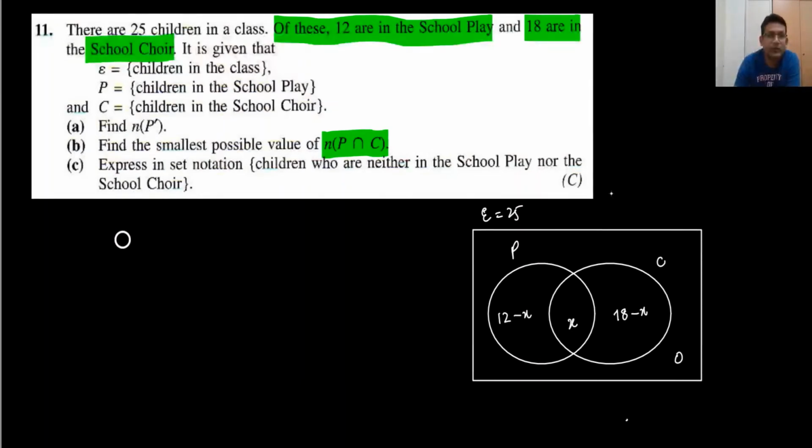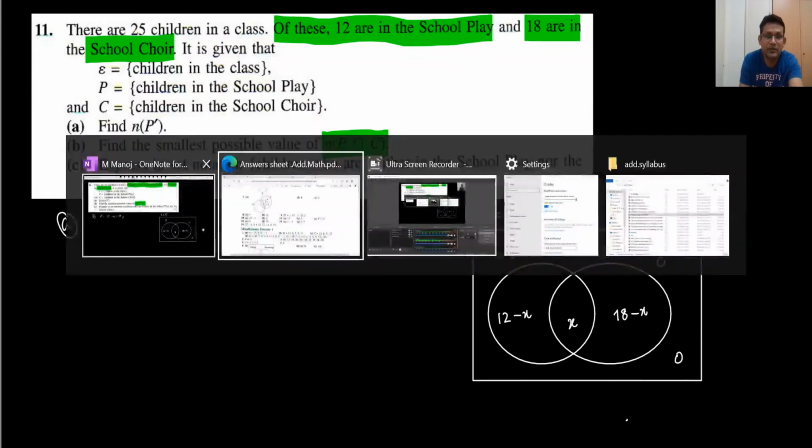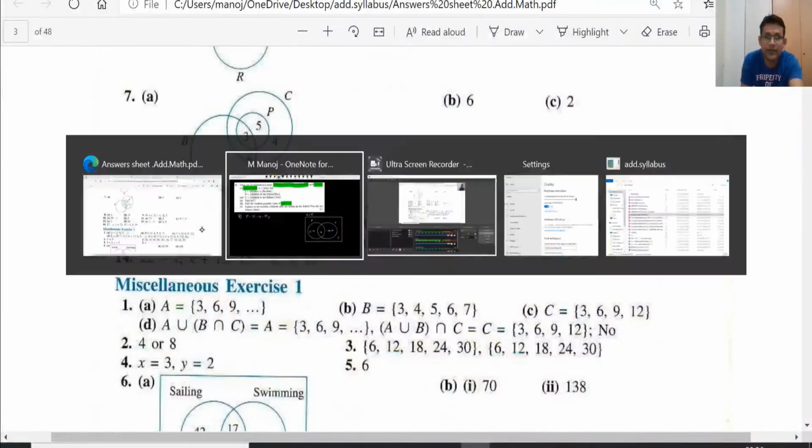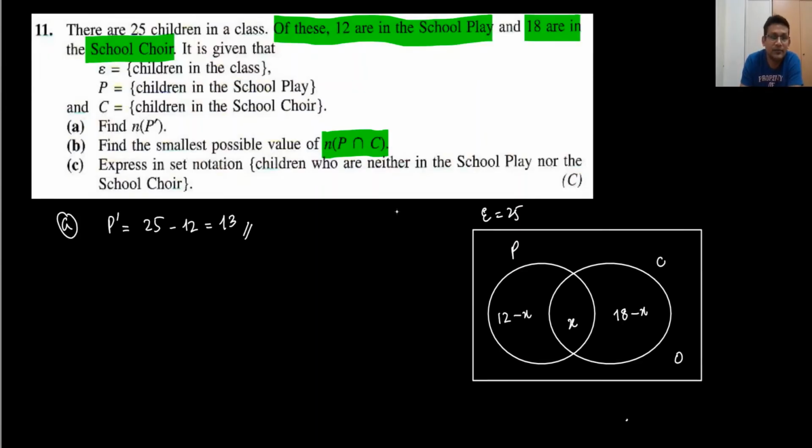So now moving to part A: find the number of p complement. P complement means without p, and this p is 12. So 12 are in the school play. So I will write 25 minus 12 is equal to 13. It's a very simple part. We can also check the answer is 13, right. So part A is 13. We have done the number of members in P complement.